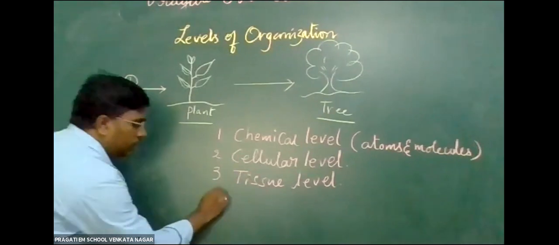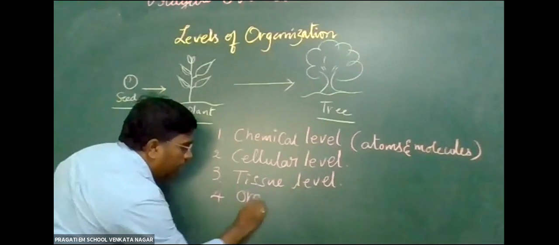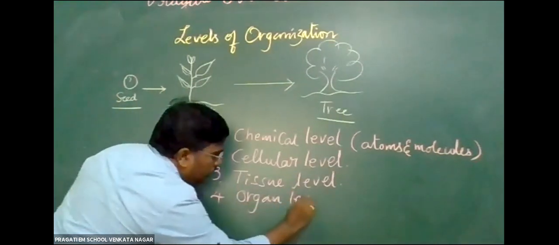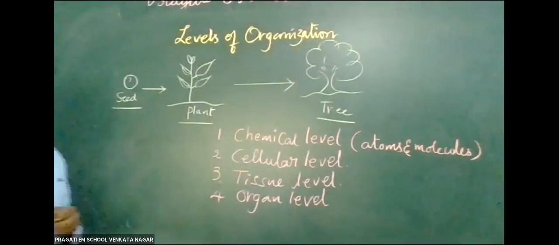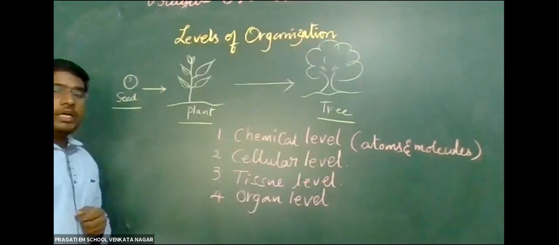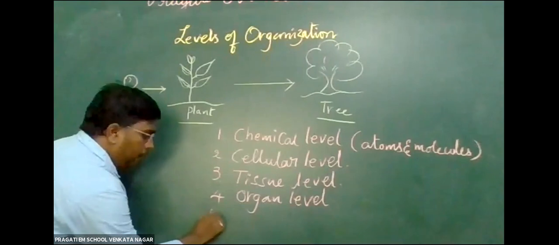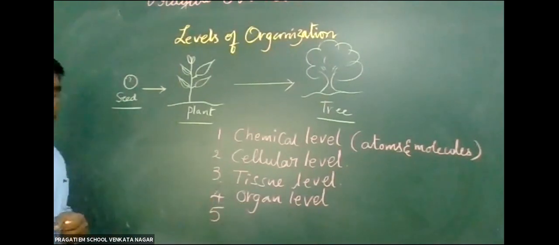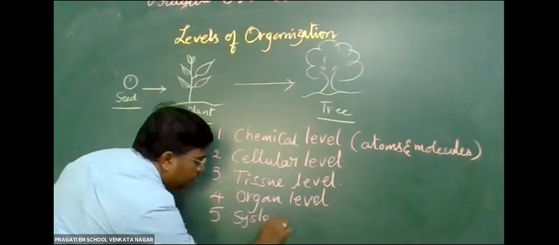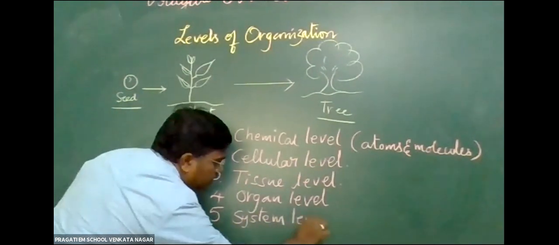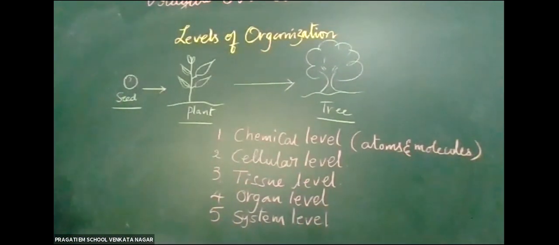And the fourth important level is the organ level of organization. And the fifth important level is the system level of organization.